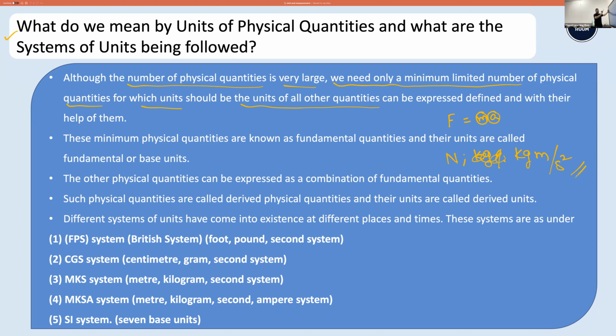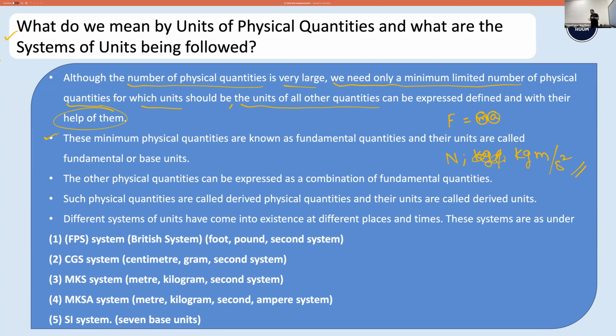Although the number of physical quantities is very large, we need only a minimum limited number of physical quantities for which units should be the units of all other physical quantities that can be expressed and defined with the help of them. Are you able to understand what I'm trying to say? Is this point clear? Yes or no? Yes, sir. Good. So there are minimum quantities that are enough for us to define the units of other quantities.